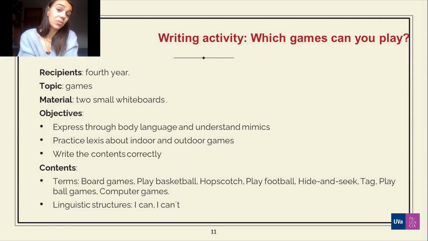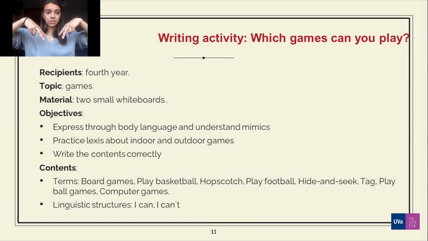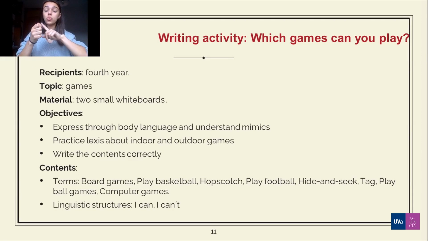The next activity is a reading activity about games, and is prepared for year 4. Two pairs of students play at the same time. One has to take a flashcard, read it, and mimic the meaning of the flashcard. Imagine it is hide and seek. The other has to guess what he is miming and write it on the blackboard.